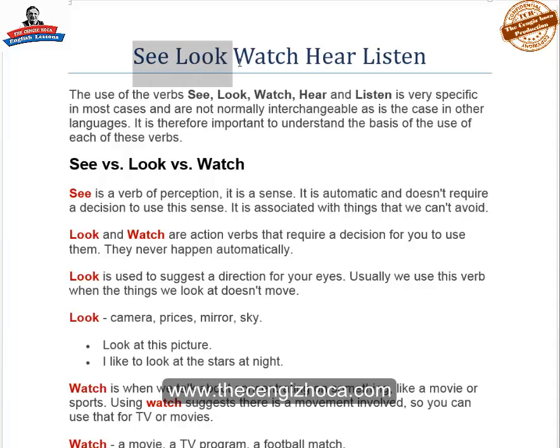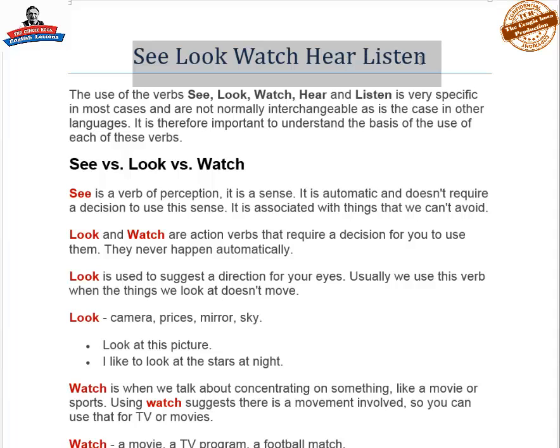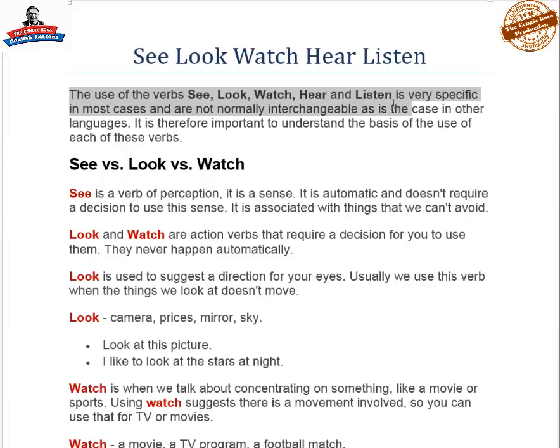See, look, watch, hear, listen. The use of the verbs see, look, watch, hear, and listen is very specific in most cases and they are not normally interchangeable. You cannot use them in the same place, as is the case in some other languages. It is, therefore, important to understand the basis of the use of each of these verbs.